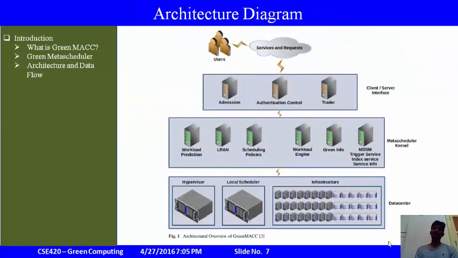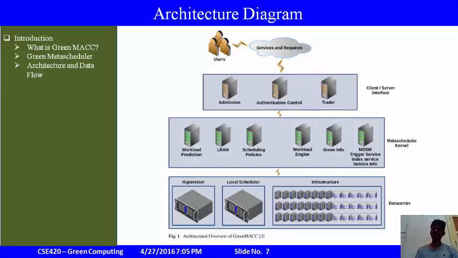Now coming to the diagram, as you can see, the system will take data from the user and then pass it on to the first layer, which is the client-server interface. As you can see here, there are three modules: admission, authentication control and trader. It will process the data and bring it to the second layer, which is the meta scheduler kernel, and which consists of components: workload prediction, LRAM, which we will be seeing later, scheduling policies, workload engine, green info, MDSM, trigger service, index service, service info.